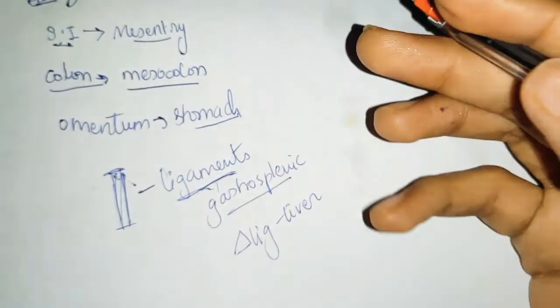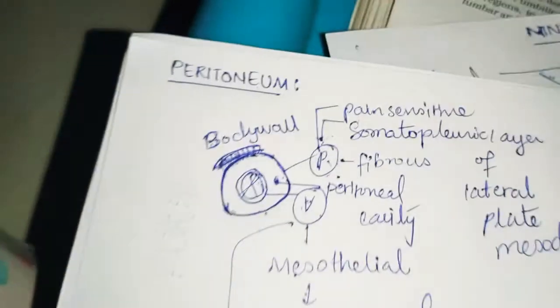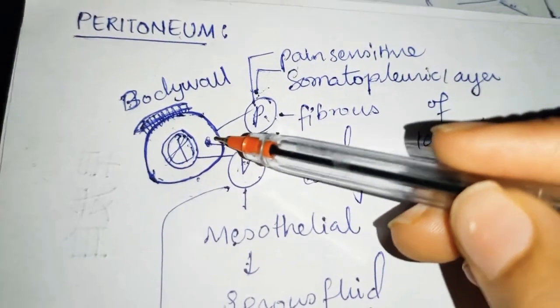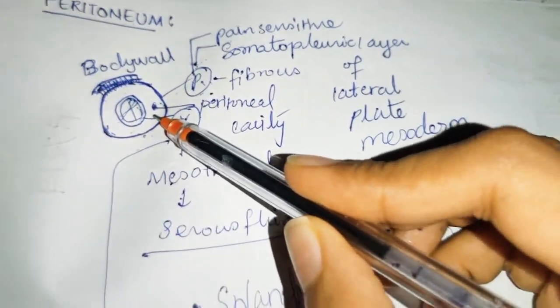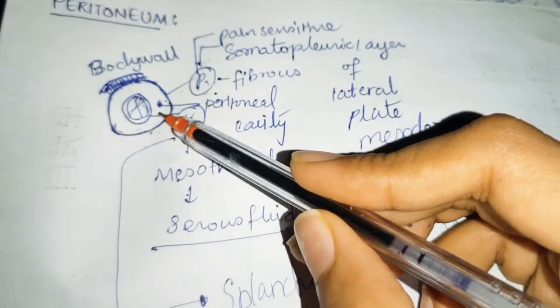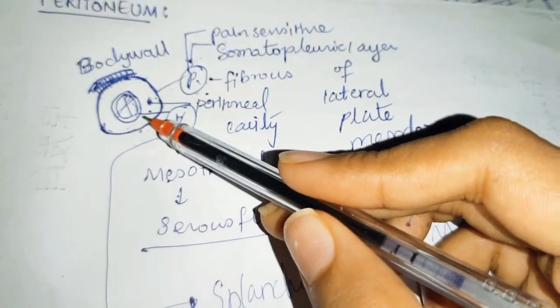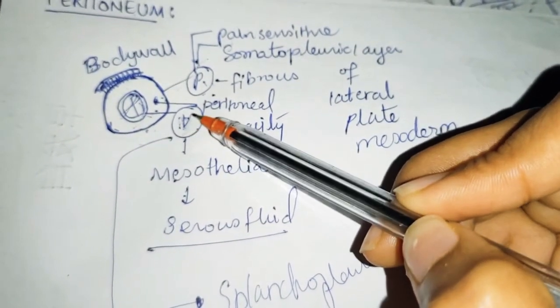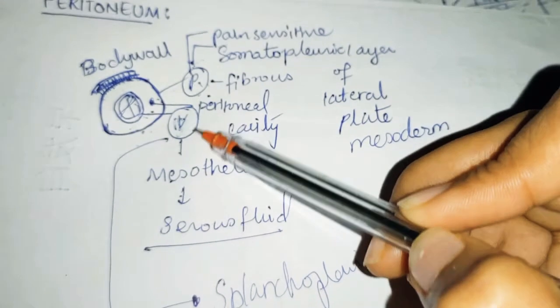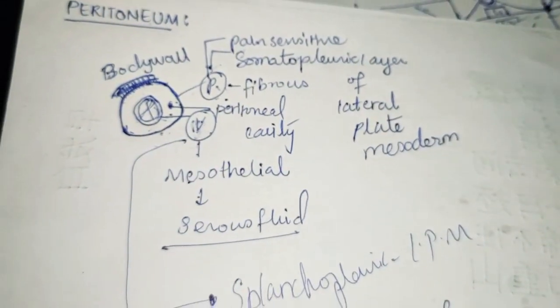Next, coming to the peritoneal cavity, as we already discussed by means of the small diagram, the space between the outer parietal layer and inner visceral layer is called the peritoneal cavity, right? The fluid here is the serous fluid that is secreted by means of mesothelial cells. If you remember, the mesothelial cells are present in the visceral layer of the peritoneal cavity, right?